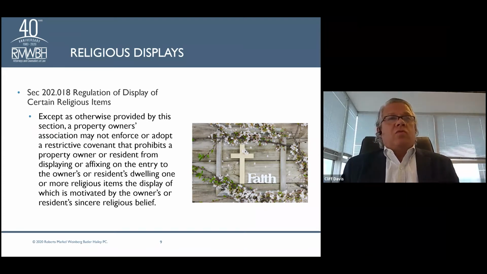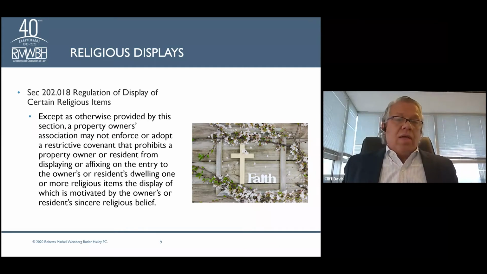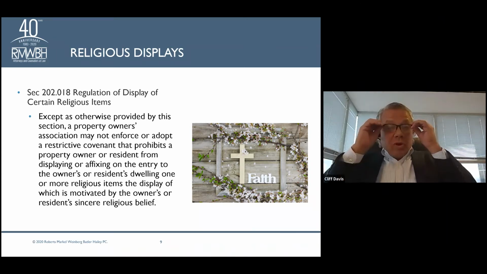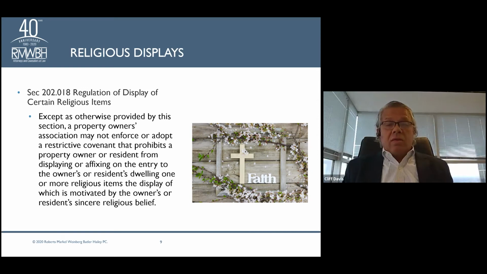And this is one of those things where you wonder, how does a law like this get adopted? And I can actually tell you how this one happened. I was representing a condominium association. The condominium association had a rule that prohibited anything posted on the door or in the hallway. And this was a condominium where there was a hallway with all the doors facing inward. So you couldn't put any type of decoration, nothing.